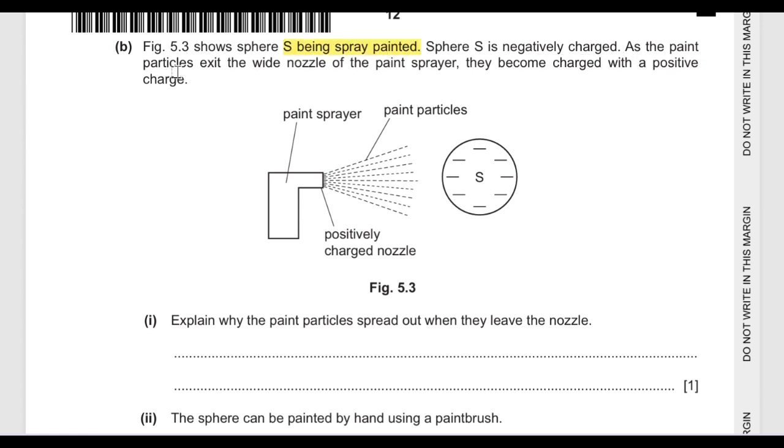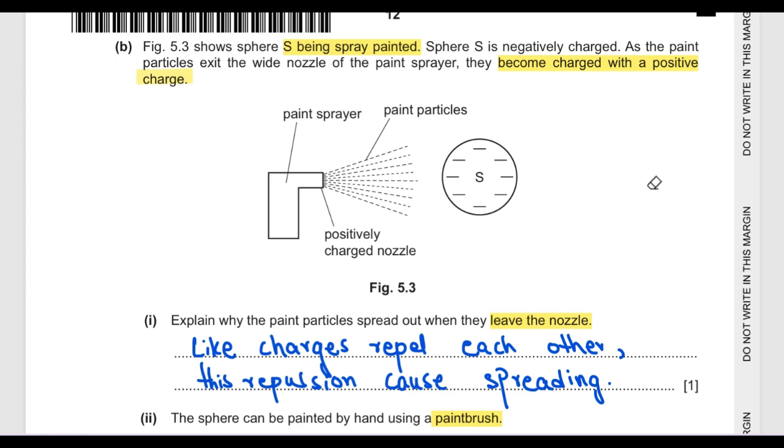The sphere S is negatively charged. As the paint particles exit the wide nozzle of the paint spray, they become charged with positive charge. So this is a spray which is used to paint the sphere. Explain why the paint particles spread out when they leave the nozzle. The answer is that since they are like charges, like charges repel each other and this repulsion will cause their spreading. When the particles leave the nozzle, they get positively charged. All of the particles will be positive. That means they are like charges, so they will repel each other and this repulsion will cause their spreading.